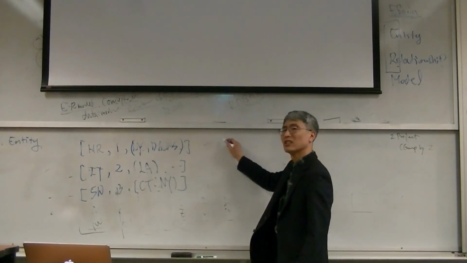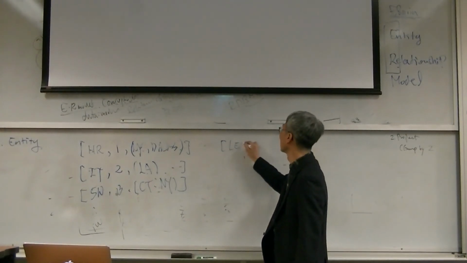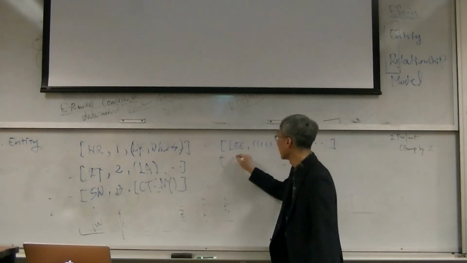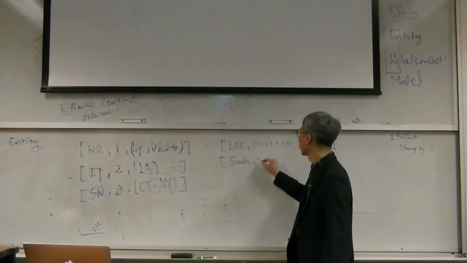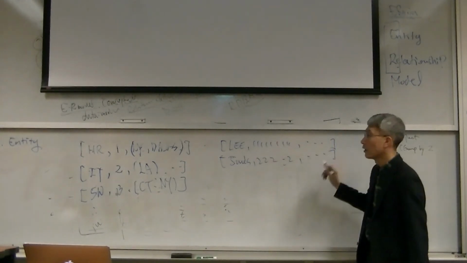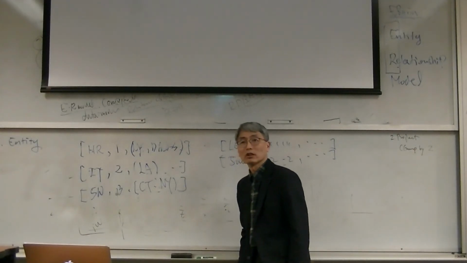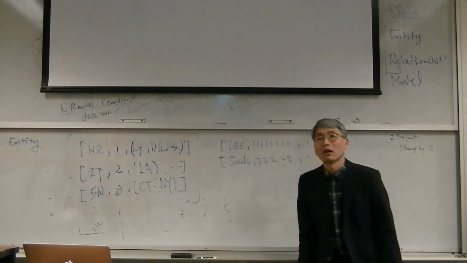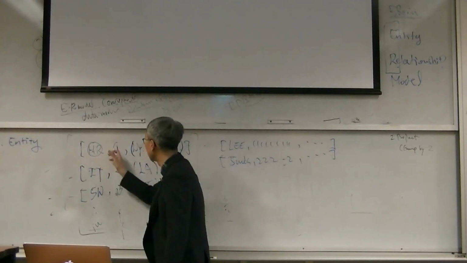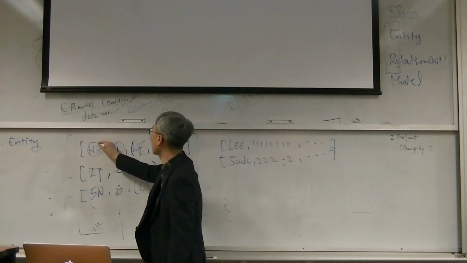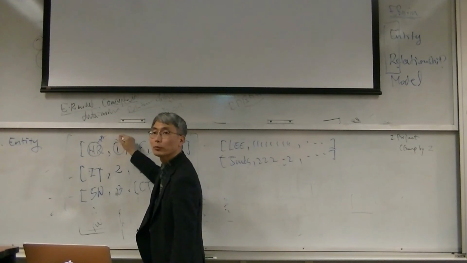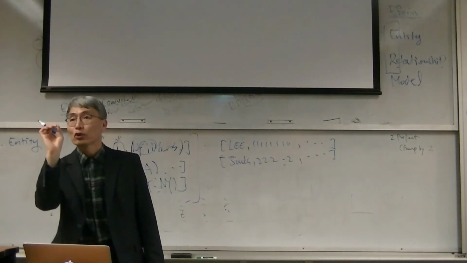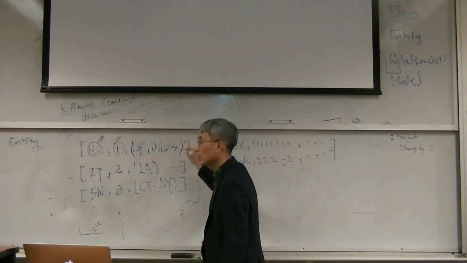Definitely, there exists an employee entity, like Lee, and social security number is 1111, and the other information. Another employee, okay, James, and 2222, and other information. But they are different entities. So we can group the same kind of these. This is called an attribute. Attribute means the value that describes this entity.